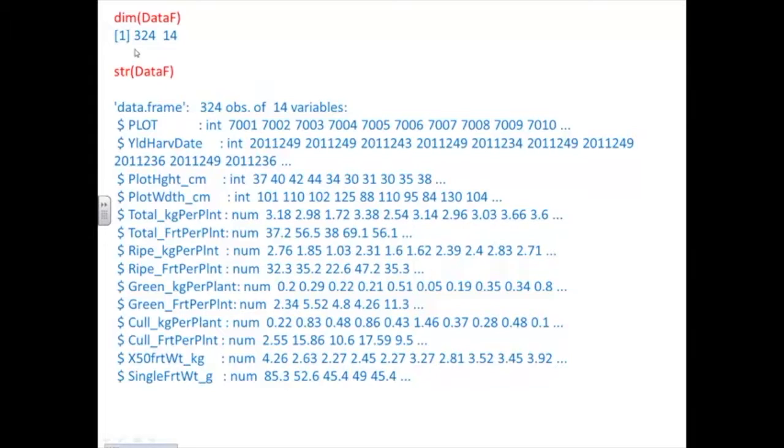So we have harvest date, maturity, right? Transplant to harvest is maturity. We have plot height, plot width, total kilograms per plant, fruit number per plant, ripe kilograms per plant, ripe fruit per plant, green kilograms per plant, green fruit per plant, culls, etc. Then we have 50 fruit weight and single fruit weight. Okay, so you could call these yield components. But we're essentially looking at total yield, marketable yield, culls, traits that matter. Fruit number, fruit size.